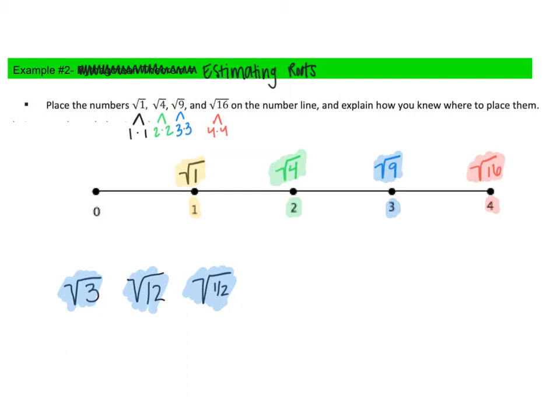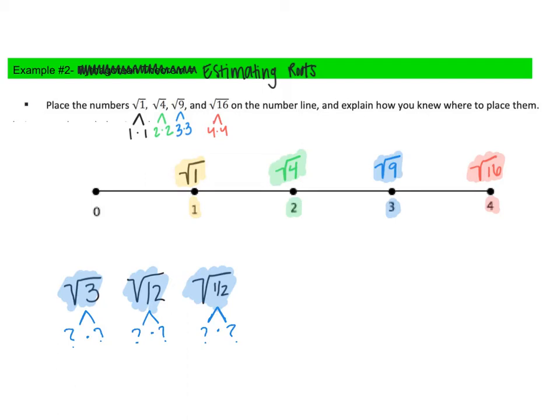Now, I can already tell you these are not perfect square roots. Okay? Nothing times itself equals 3. That's a whole number. Nothing times itself equals 12. That's a whole number. And nothing times itself equals 1/2. That's a whole number. So we're not going to be able to figure out the exact placement, but we can figure out where they lie between on our number line. We can kind of estimate. So that's what we're going to do. Okay?